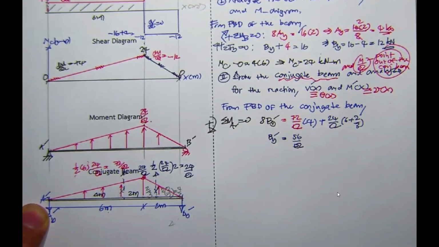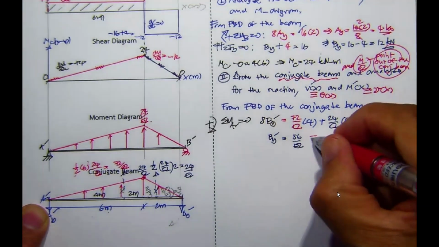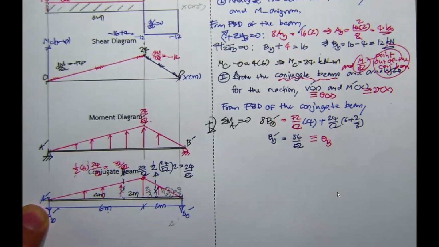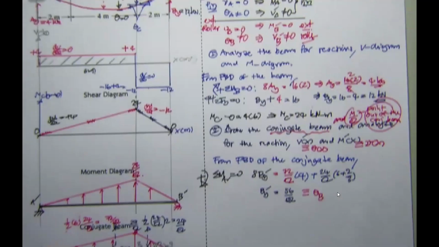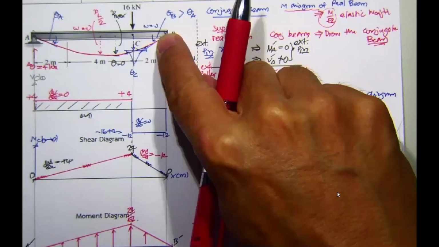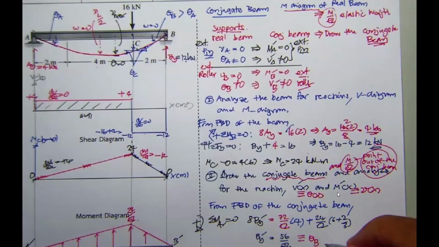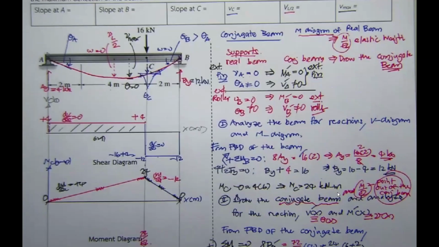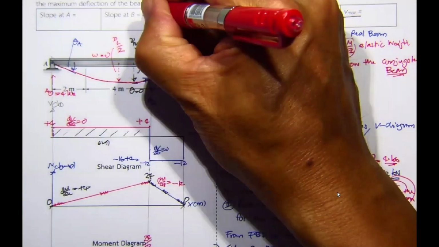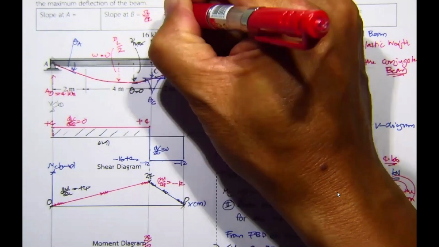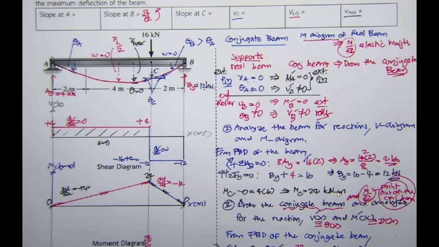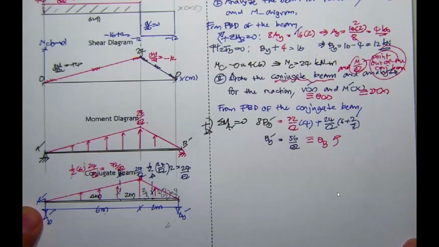Okay. And this is going to be what? Equivalent to theta sub B. And since you know its rotation in this one, just put it over here. And you just said this is 56 over EI. Just put 56 over EI in this location. Okay, so you get the first answer.